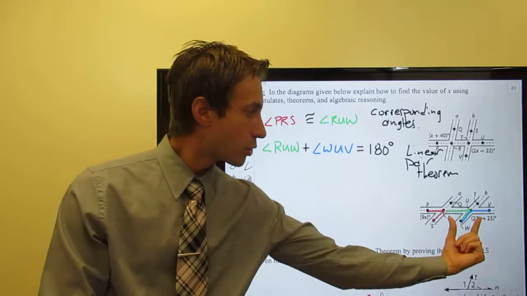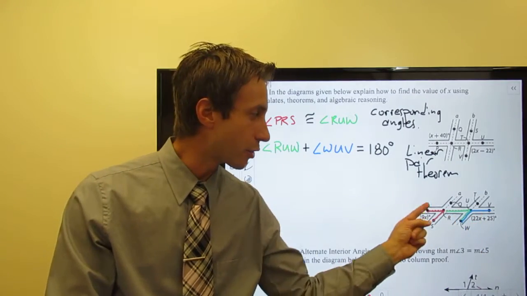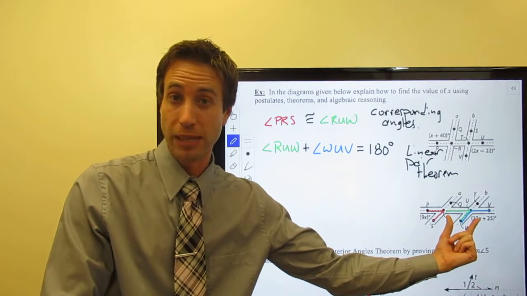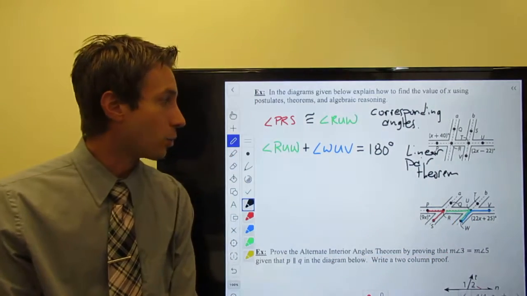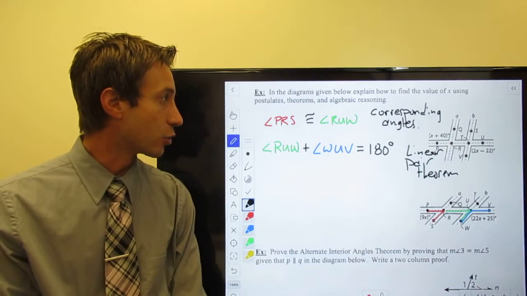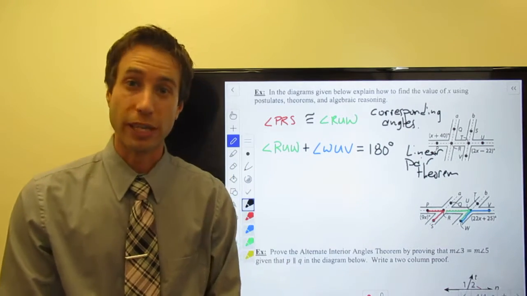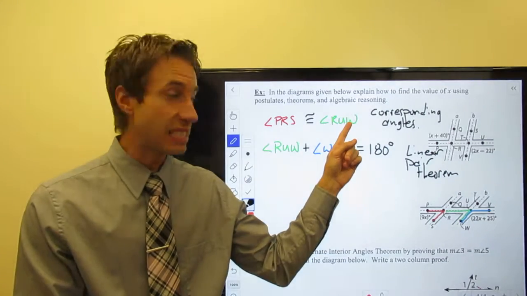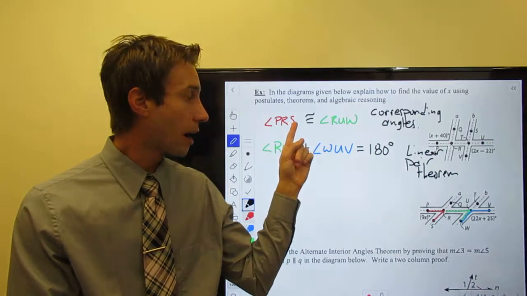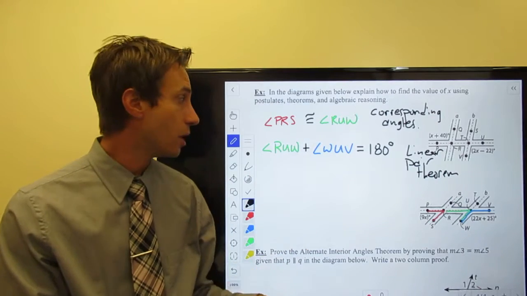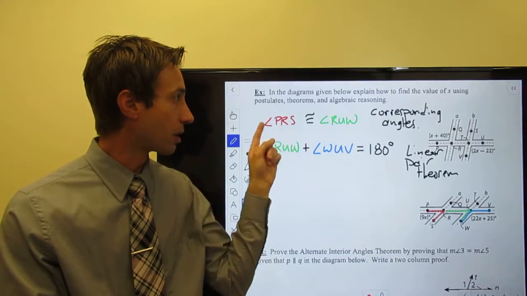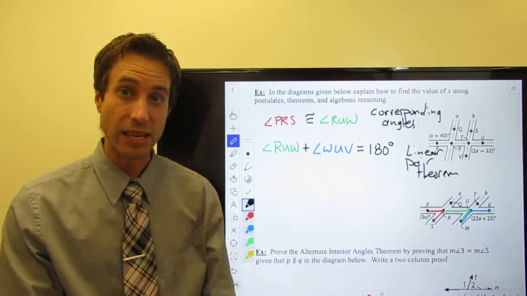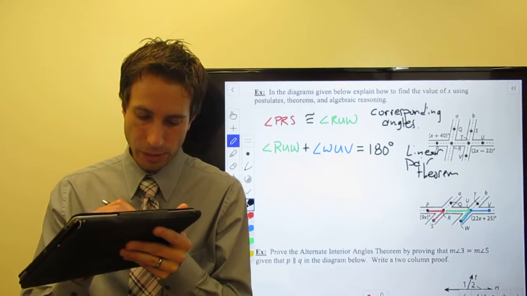Linear pair theorem. Those two angles right there have to sum to 180 degrees. They form a straight line. They're supplementary angles. They form a linear pair. They have to sum to 180 degrees. Well, here we go. Look, RUW is equal to PRS. So we're going to do a substitution. I can plug this angle in for this guy, because they're equal.